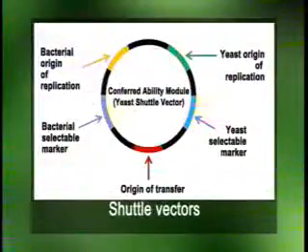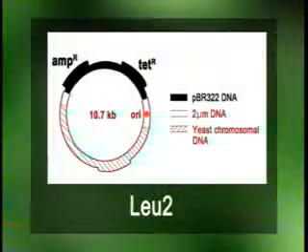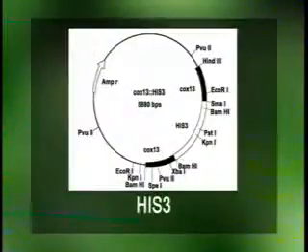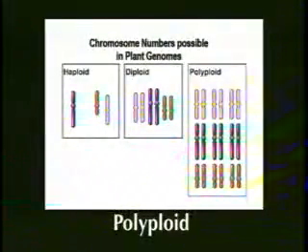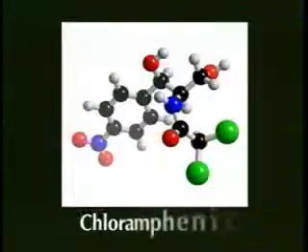Such vectors permitting cloning in two different species are referred to as shuttle vectors. Number two, in most cases, the selection markers employed are nutritional markers such as LEU2 or HIS3. In some cases, such markers are not suitable. For example, brewing yeasts are polyploid and it is hence not possible to obtain auxotrophic mutants. In such cases, resistance to copper or to the drug chloramphenicol have been used.